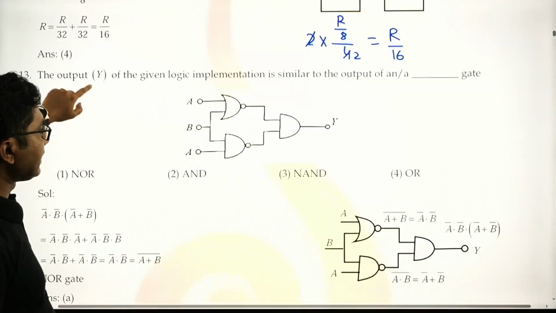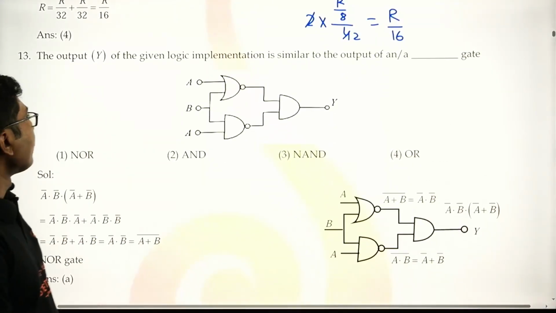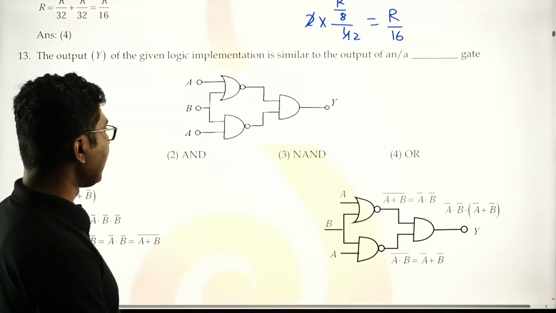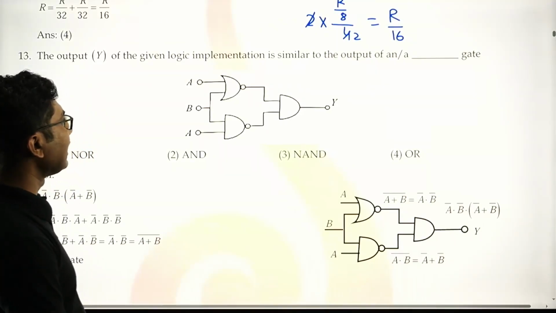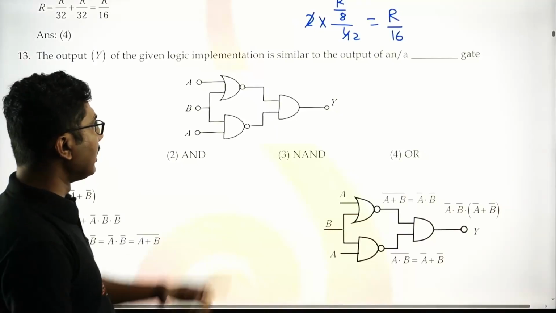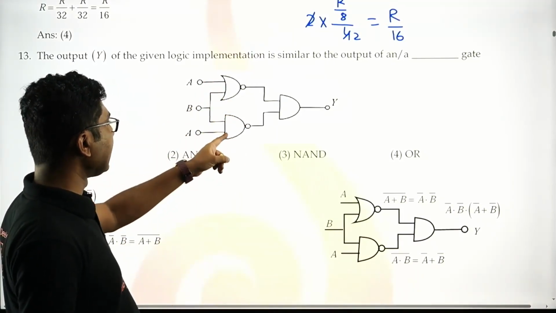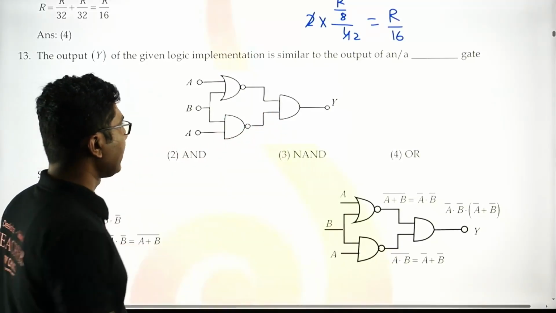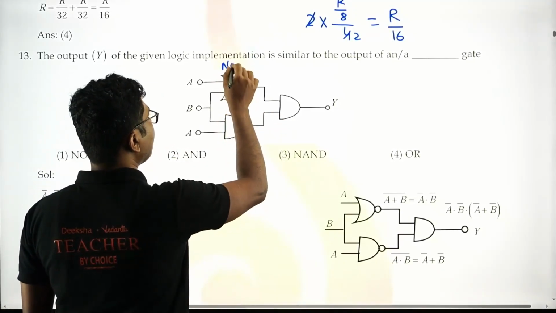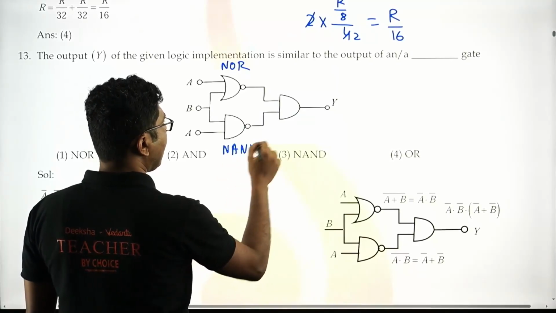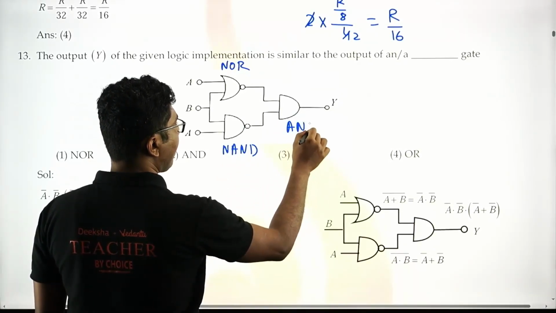Now a logic based question. The output Y of the given logic implementation is similar to that of the output of a dash gate. Let's see what the output of this gate is. These are logic gates: this is a NOR gate, this is an AND gate, and this is an AND gate. So here we have a NOR gate, here we have an AND gate, and here we have an AND gate.